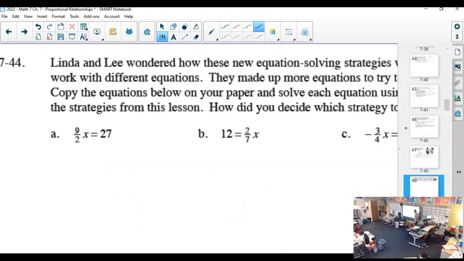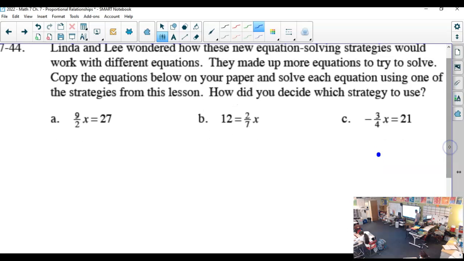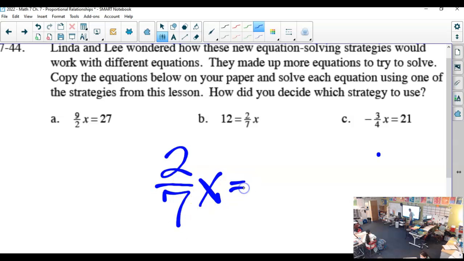In B, I'm going to change how I write this. We like it better when the variable is on the left side of the equation. So guys, give me your eyes for a second. This is better, and actually I'm going to ask you to write it down again. This is better if we write it 2/7 x equals 12. It's easier to deal with.